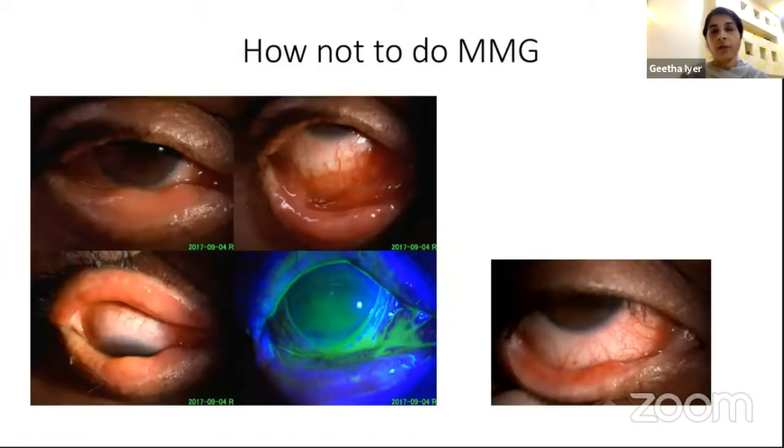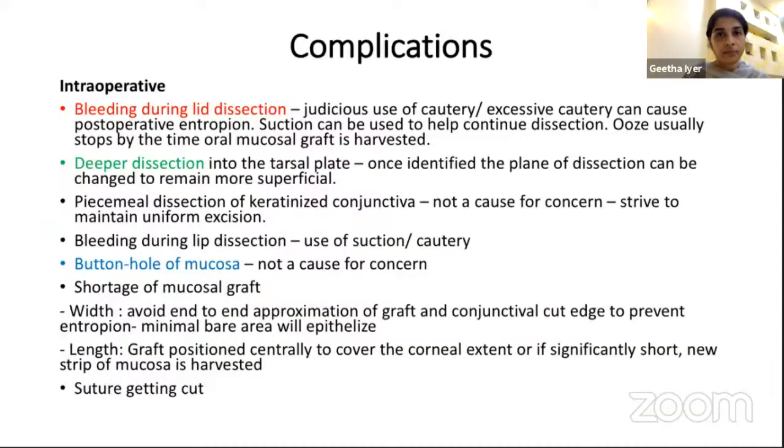Which brings me to the point of how not to do a mucous membrane grafting, because when you have a very bulky mucosa like this, which is placed on the lids, it not only is unsightly, but it also causes an ectropion of the lid. You end up having exposure related issues, and probably the surface tends to worsen because of the surgery rather than improve. And hence it's extremely important to understand the steps of the procedure and be meticulous with respect to thinning of the mucosa when you are placing the graft on the lid margins.